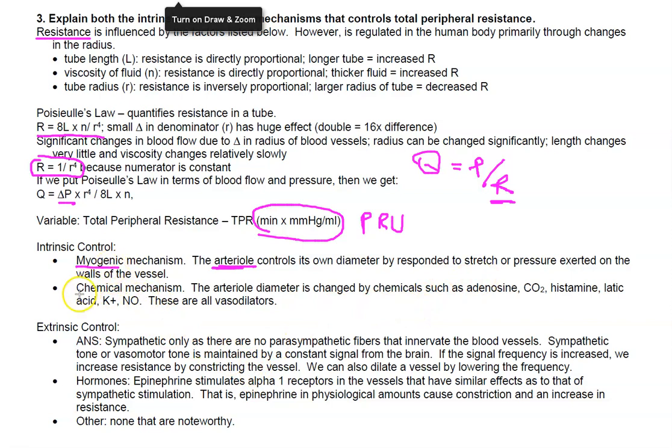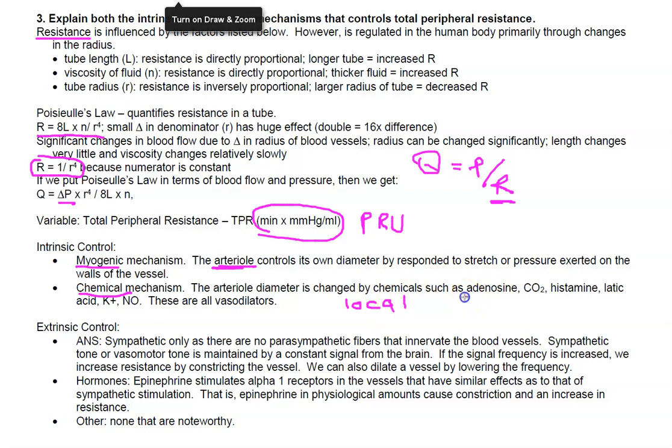The second one is called the chemical mechanism. The chemical mechanism refers to the idea that the arterial diameter is changed by chemicals, okay? Since this is an intrinsic control, these are local chemicals, right? They're the ones produced in the blood vessel itself. Sometimes the local chemicals are called metabolites, all right?